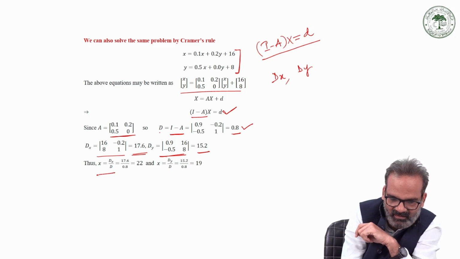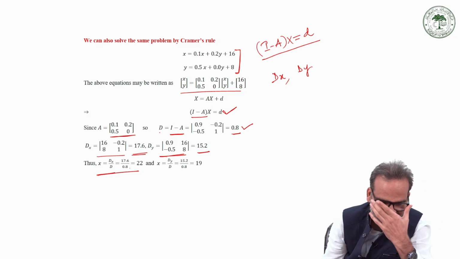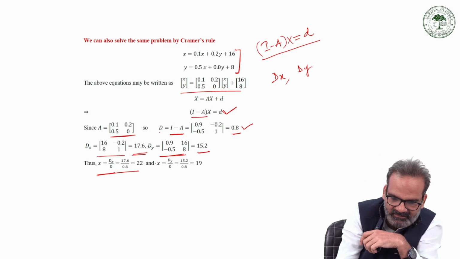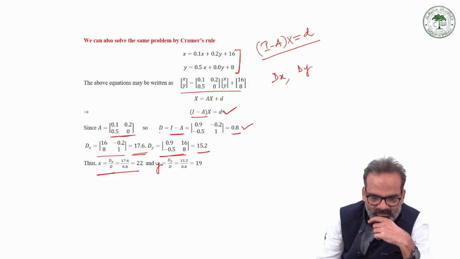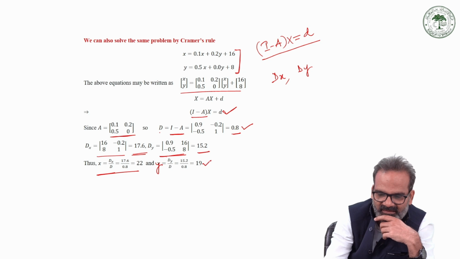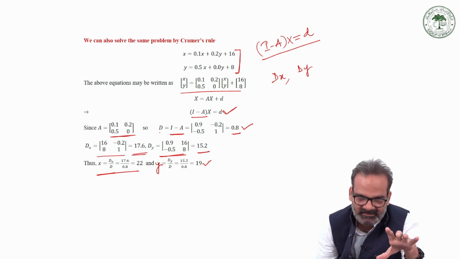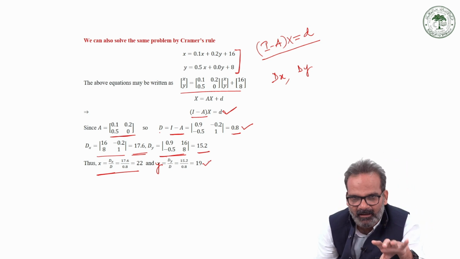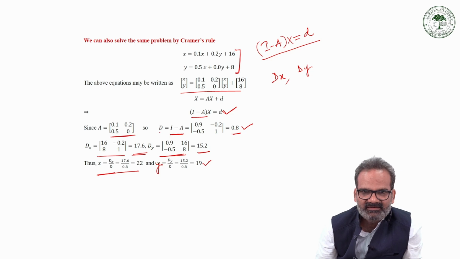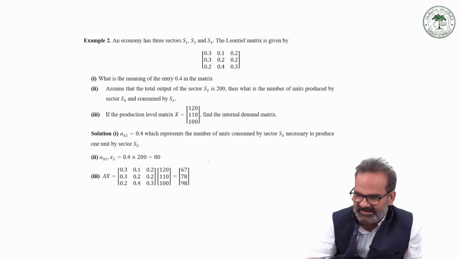By using the usual formula of Cramer's rule, x is equal to dx upon d and y is equal to dy upon d. So x is coming out to be 22 and y is coming out to be 19. So we can get the same solution either by using the matrix inversion method or by using Cramer's rule, right? Let us take this example.